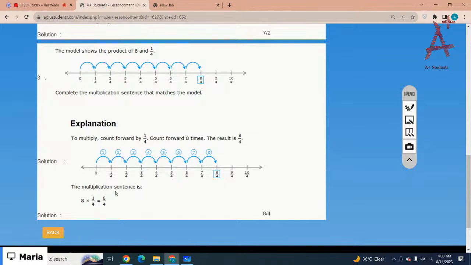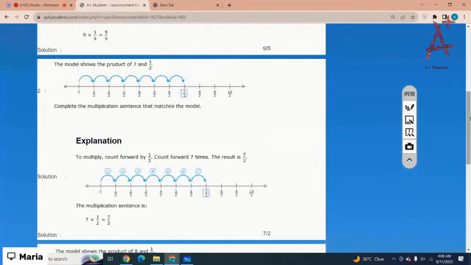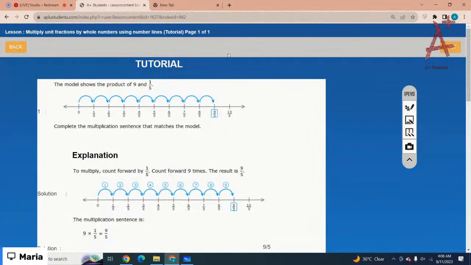So you just have the practice questions. You don't have the tutorial for practice questions for this lesson. So you can find the lesson in the book and do as many practice questions as you can. Let's start with the next lesson.